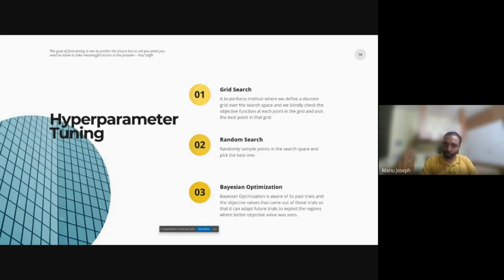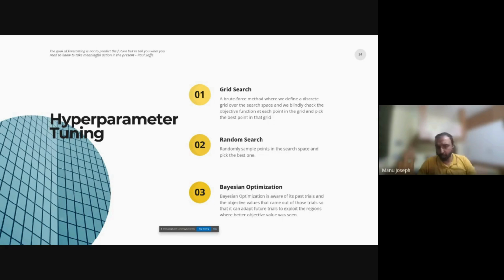On the other end of the spectrum, you have random search, where you can define as large a search space as you want. But basically, you pick random points in the search space and keep evaluating them and pick the one that works best. So this is kind of like throwing a dart with your eyes closed and trying to hit the best point or the middle point.